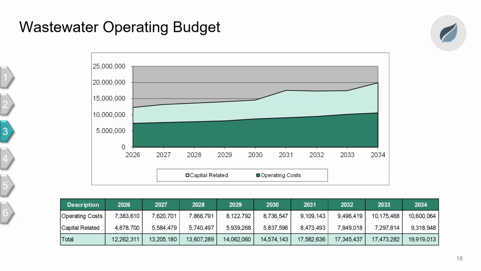On the wastewater side, it's a little bit different. We can see that the operating costs and the capital costs have a relatively similar share, but the capital costs become a larger share as we go over the forecast period. The total cost goes from about $12.26 million up to $19.9 million by the end of the forecast period.